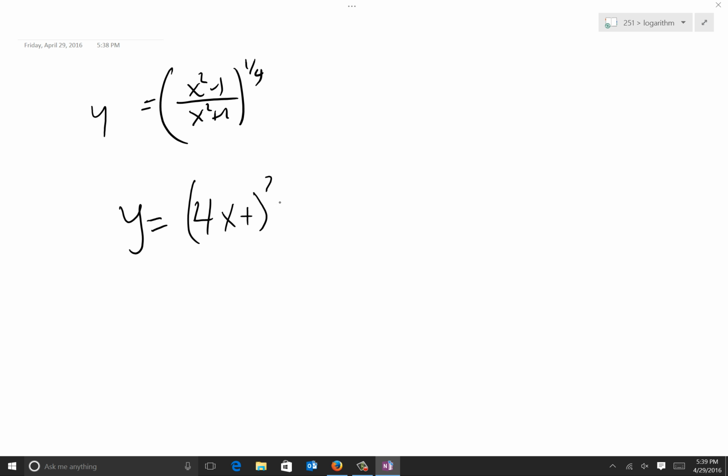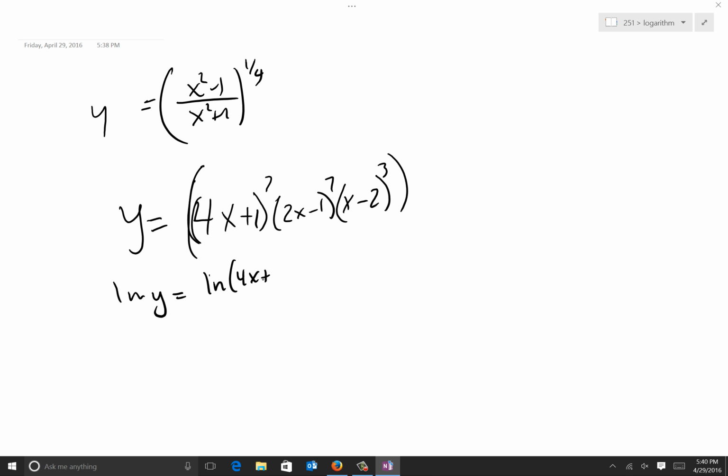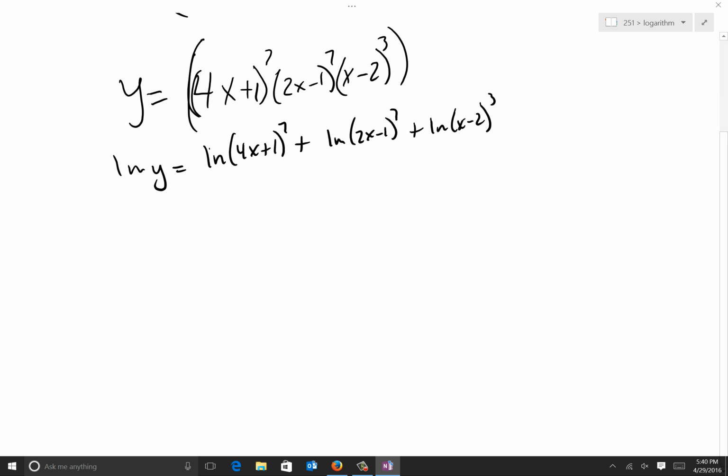Because when I look at this problem, oops, not plus, you idiot. So when I look at this, I've got these nested factors in there. That's a mess. I mean, yes, I can do it with product rule. Boy, I don't want to. I would much rather rewrite this as the ln of 4x plus 1 to the 7th, plus the ln of 2x minus 1 to the 7th, plus the ln of x minus 2 to the 3rd power. And then it's just a piece of cake.